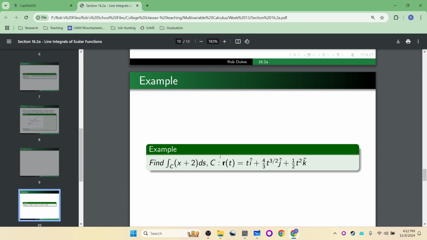Okay, now let's look at this next example here. Find the integral along C of x plus 2 ds, where C is defined by the function r of t is t i plus 4/3 t^(3/2) j plus 1/2 t squared k. So that means r of t is t, 4/3 t to the 3/2, 1/2 t squared.